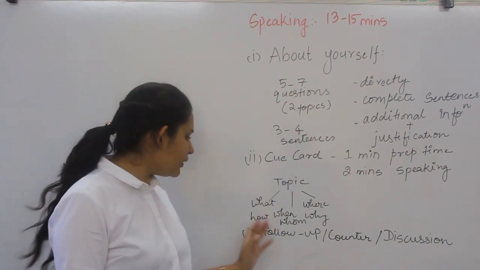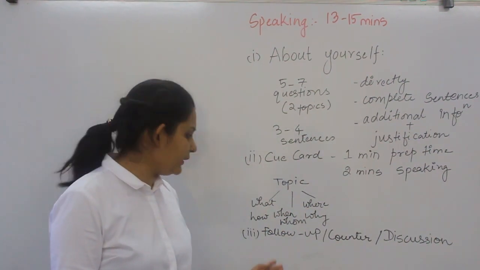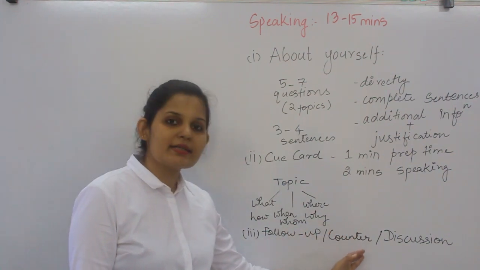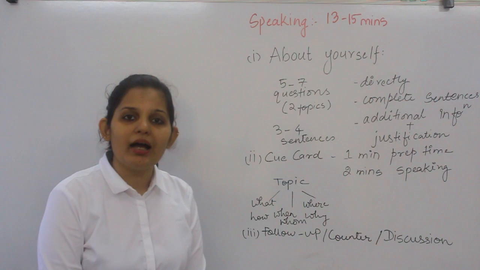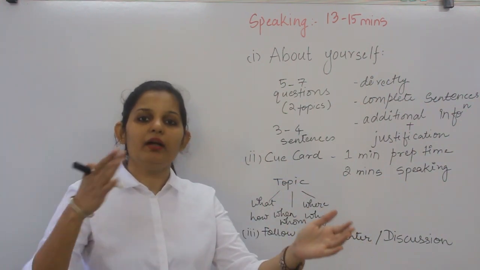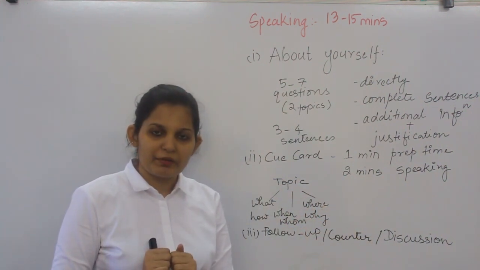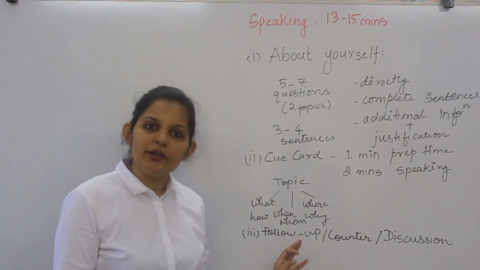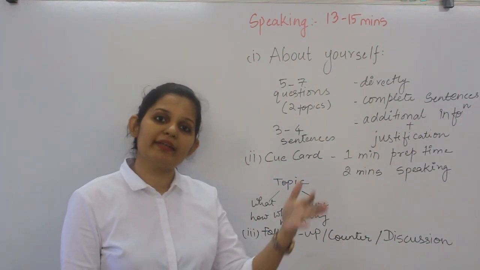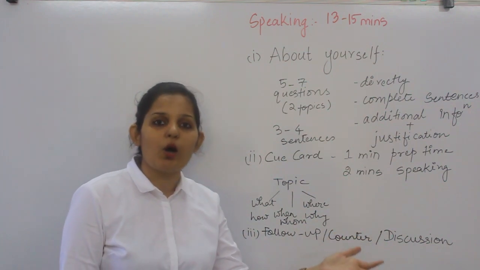Now, moving on to part 3, which is known as either follow-up questions, counter questions or discussion questions. In these types of questions, you will have to give a broader perspective with a longer duration of speaking. You can expect 4 to 5 questions in this part and you need to answer them in at least 4 to 5 sentences in order to speak longer.